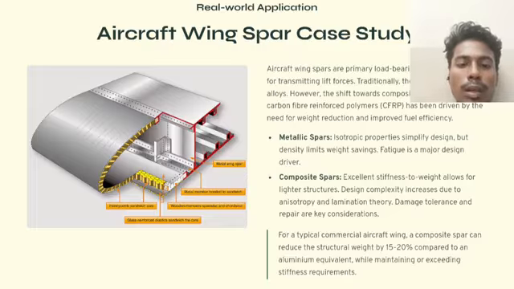Today, many aircraft use carbon fiber reinforced composites. They provide an excellent stiffness to weight ratio and reduce the structural weight by 15 to 20% compared to aluminium. However, there is more complexity. The composite design must carefully consider fiber orientation, and damage tolerance, repair, and inspection also become more challenging.